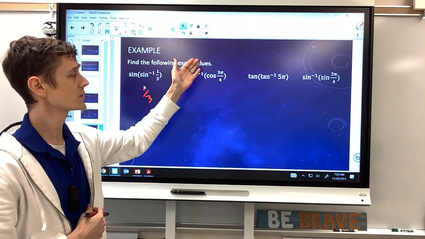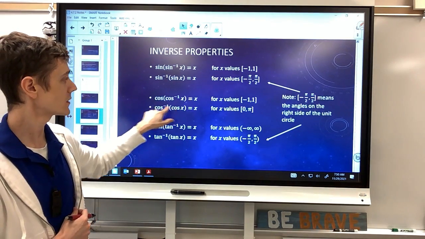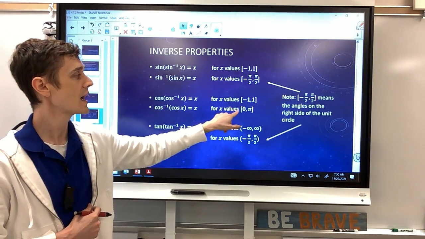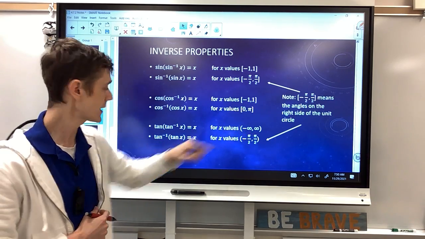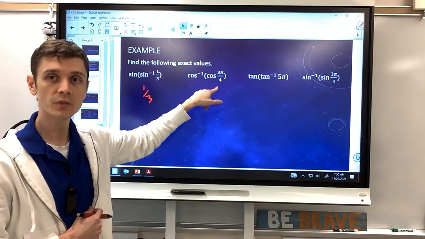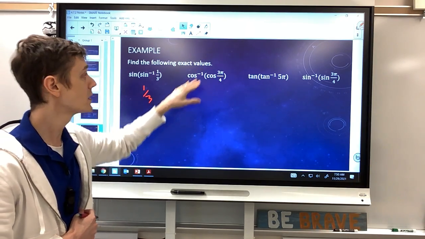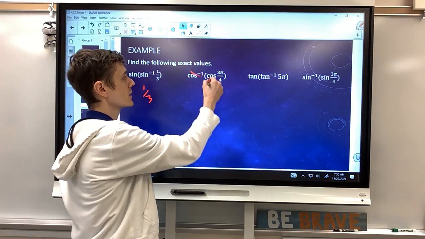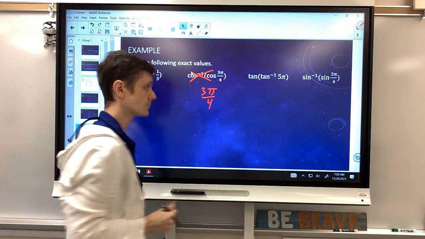How about cosine inverse of cosine? So find the rule here. Cosine inverse of cosine: I have to make sure that the angle they gave me is a number between 0 and pi. Well, 3pi/4 is between 0 and 1 pi. 3/4 is between 0 and 1. So yes, again, the shortcut would apply here. Those will just cancel out. My answer is the 3pi/4.